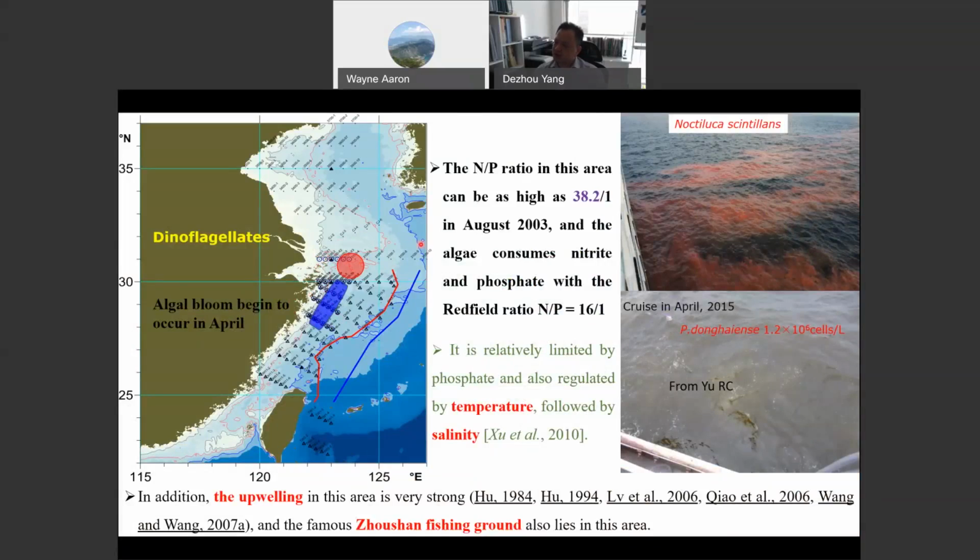In this area, the algal bloom begins to occur in April. The two dominant species of phytoplankton are mainly Donghaiensis and this one. The N:P ratio in this area is very high. It's almost 2 times higher than the Redfield ratio. So in this area, algal growth is relatively limited by phosphate and also regulated by temperature and salinity.